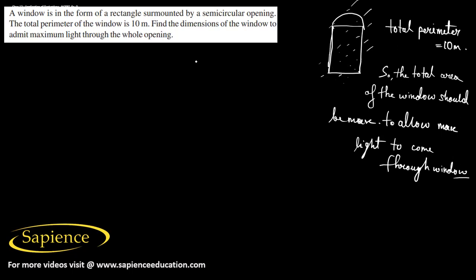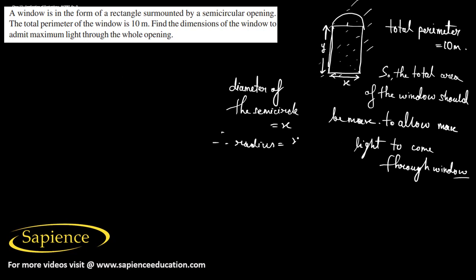Okay. So now, suppose I take the length of this rectangular part as y, and the width of the rectangular part as x. Then the diameter of the semicircular part will be x. Therefore the radius of the semicircle is x by 2.